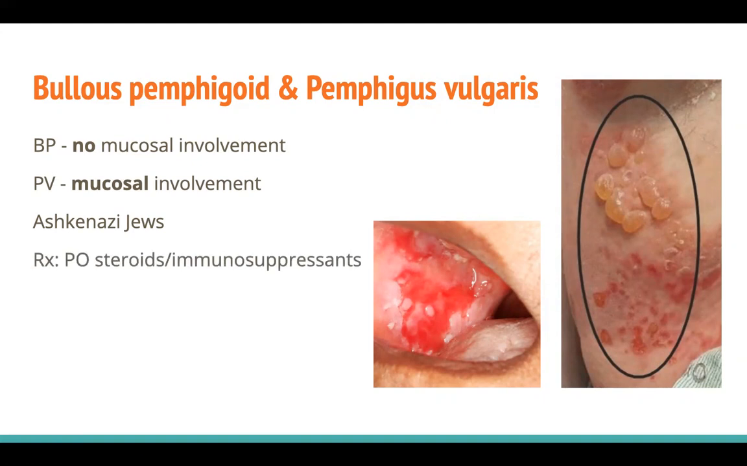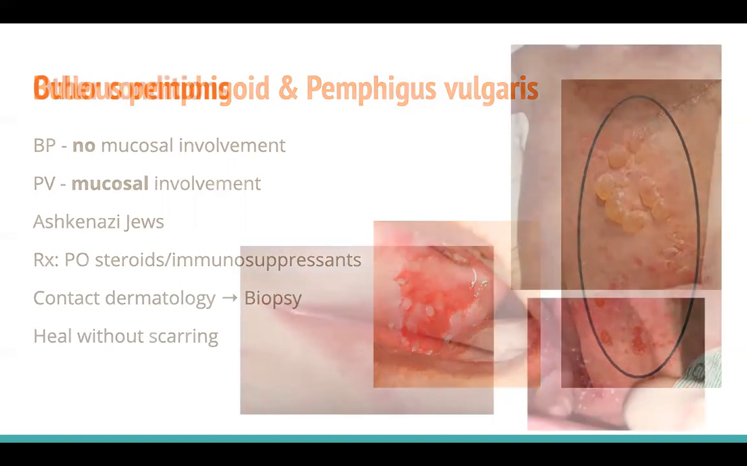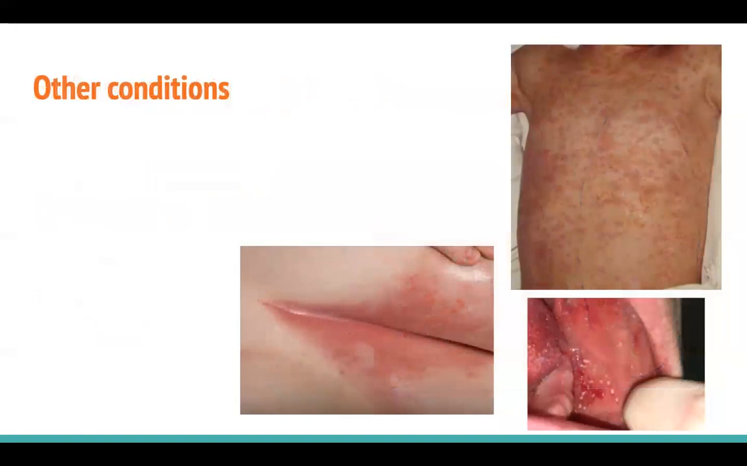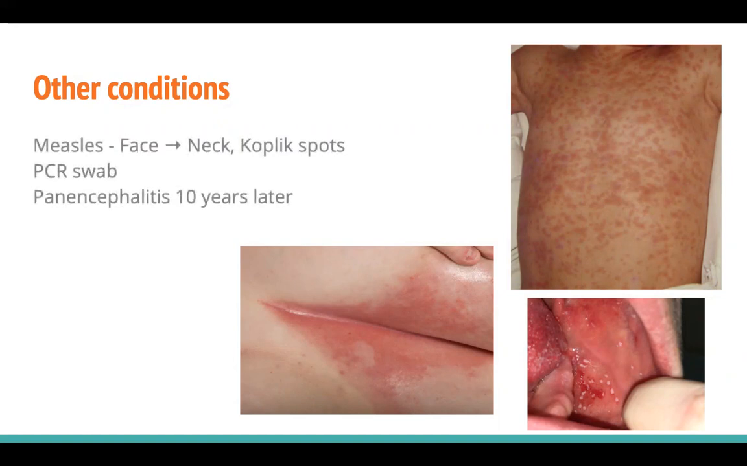The treatment for both is very similar. They'll need oral steroids, plus or minus immunosuppressants if they don't work. You need to contact dermatology because it's more than likely that they'll need a biopsy. But the good thing is these patients tend to heal without scarring. Now, there's lots of conditions that can present as skin disease, and I can't go through all of them, but just a few others to bear in mind when you're reviewing rashes.